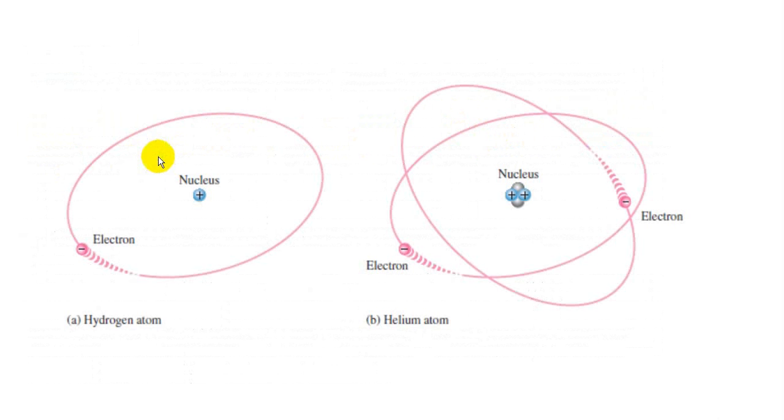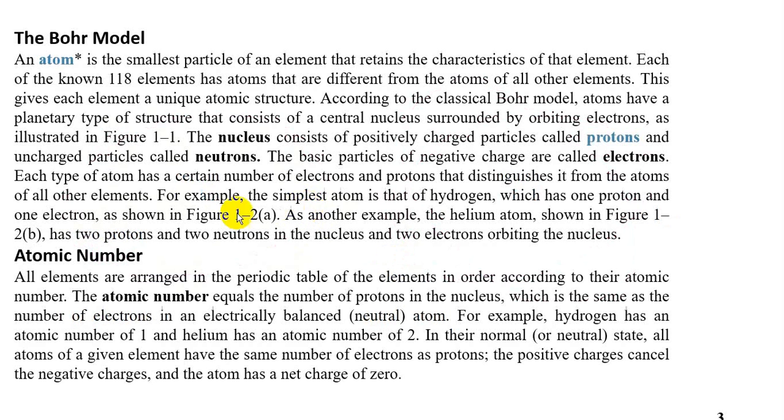Orbitals and the nucleus, electrons, and so on. The nucleus consists of positively charged particles called protons and uncharged particles called neutrons. The basic particles of negative charge are called electrons. Each type of atom has a certain number of electrons and protons that distinguishes it from the atoms of all other elements. For example, the simplest atom is that of hydrogen, which has one proton and one electron, as shown in Figure 1.2a.